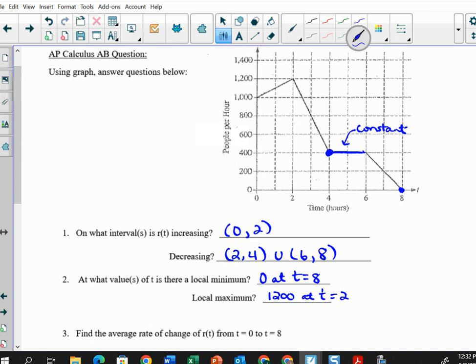Just 0 or? 1,000. Yeah, guys, it's an endpoint, so sometimes the rules are different with endpoints. But looking at this graph, is that point lower than all the points that are in existence around it? Yes. So I would say 1,000 at t equals 0 also, okay?